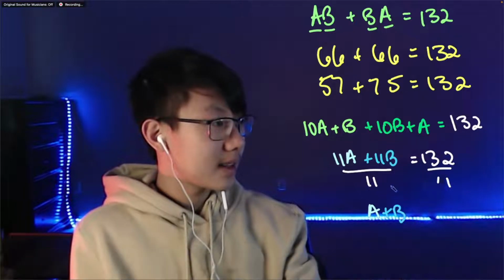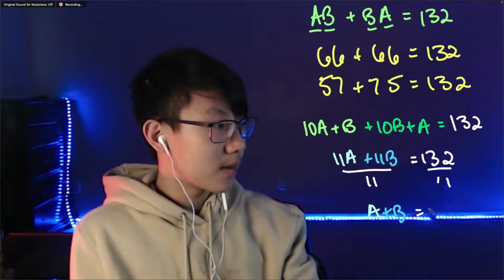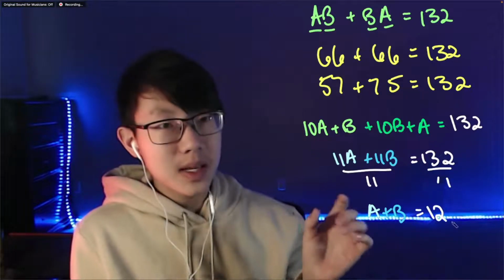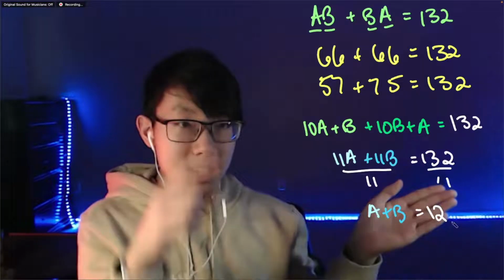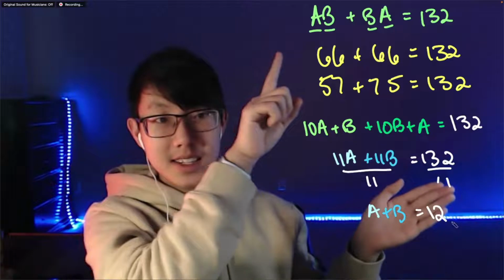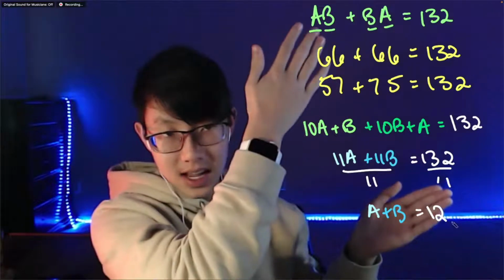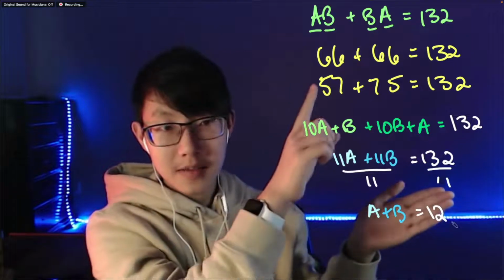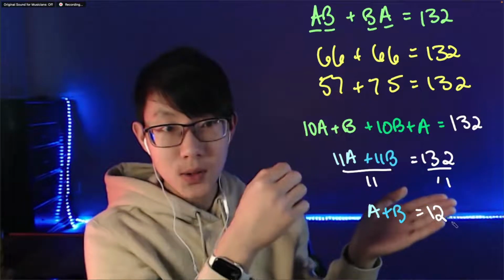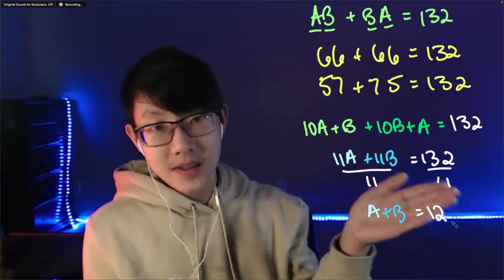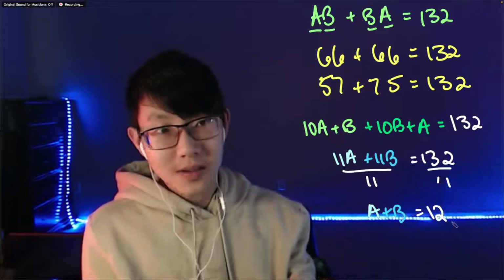And that on the right hand side is equal to 12. So in other words, it's saying that as long as a plus b equals 12, this should satisfy the original expression. And it's true, because look, 66 worked, right? The digit a, which is 6, and the digit b, which is 6, 6 plus 6 is 12. 5 and 7, that's also 12. 5 plus 7 is also 12.